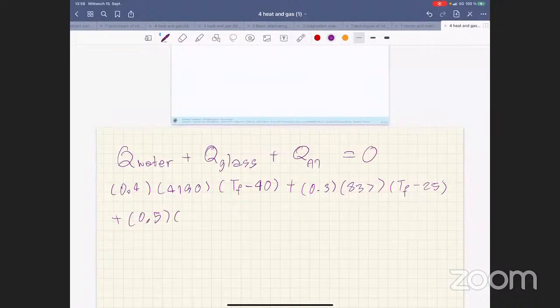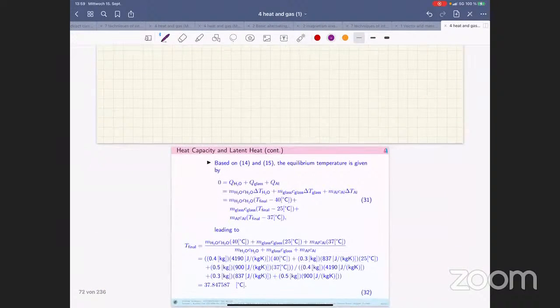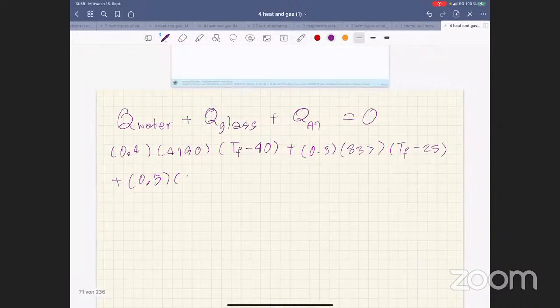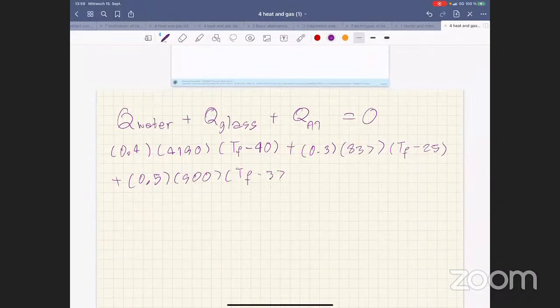0.5, and the specific heat of the aluminum is not so high. It's 900 only, right? And TF minus 37. You formulate this equation, setting it equal to 0, and you could find the value of TF. After you solve this equation, you will get the main thing, right?